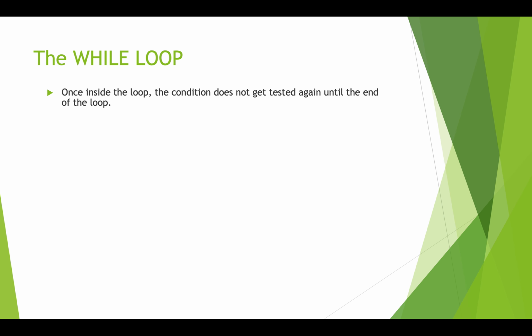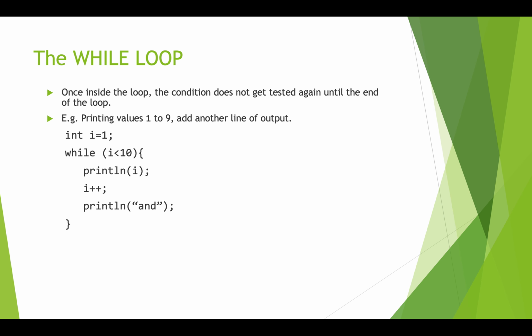So it's important to note that once you're inside the loop, everything in the loop body gets executed. The condition doesn't get tested again until after we've finished all of those statements inside the loop body. So look at this example. We're printing the values 1 to 9. We initialize i to 1. We have a condition that says while i is less than 10, and we print out i, and then we increment i, and then we have another print statement here.